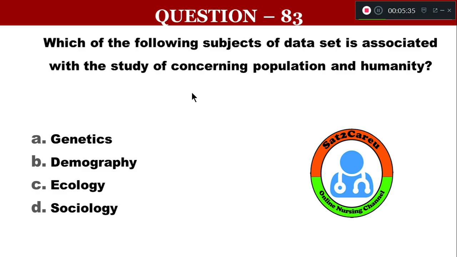Question number 83. Which of the following subjects is associated with the study concerning population and humanity? Option A genetics, B demography, C ecology, option D sociology. So the subject which deals with the study of population and humanity is option B demography.